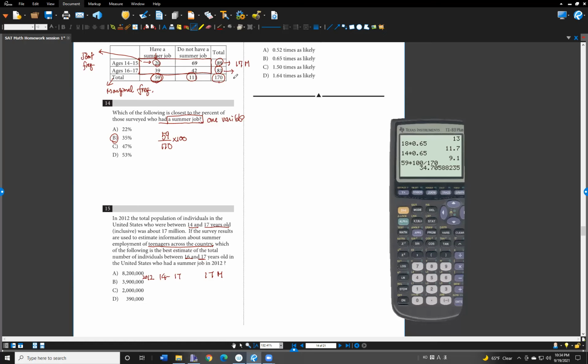2012 total population of individuals in the United States who were between 14 and 17 is about 70 million. Survey results are used to estimate information about summer employment of teenagers. Oh, summer is over here, okay? Who got the summer employment? Summer, but 20. It's okay. 20. All right. So out of this, the sample is 89. Out of 89, 20 have a summer job. Okay, this is a probability.